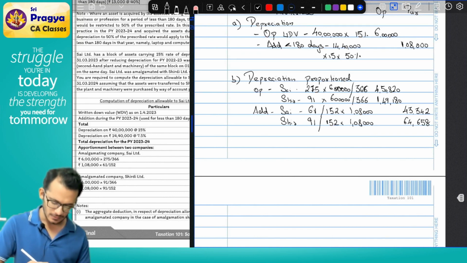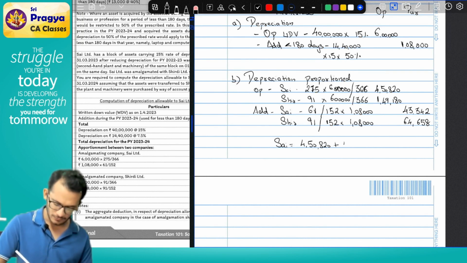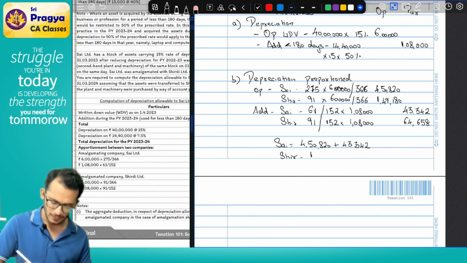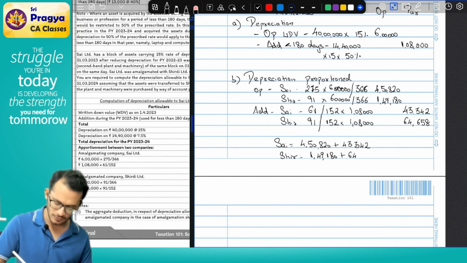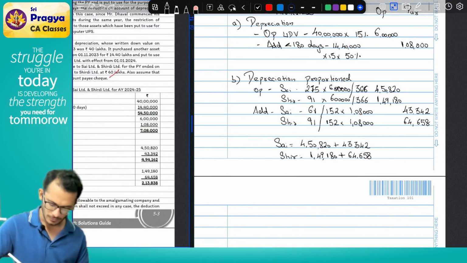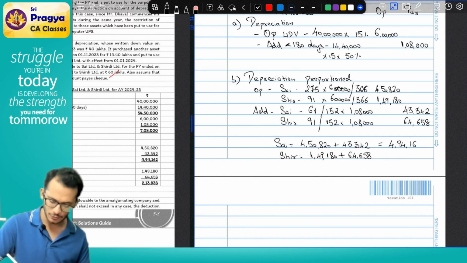Which means the total deduction which Sai can claim is 4,50,820 plus 43,342, and the total deduction which Shirdi can claim is 1,49,180 plus 64,650. You should get the numbers as 4,94,162 and 2,13,838.